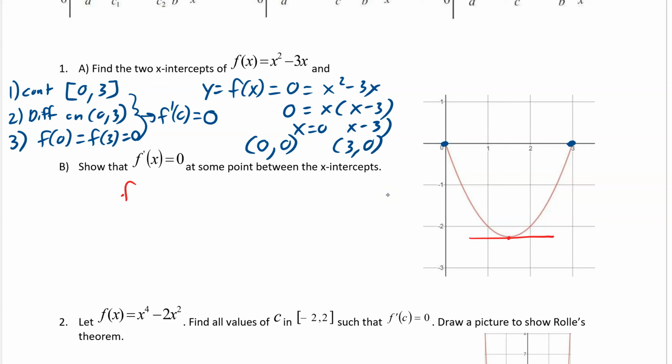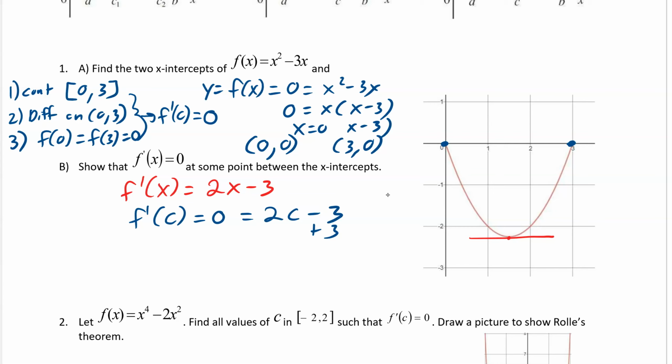So now if we take our derivative, you get 2x minus 3. And so now we can say f prime of c is equal to 0. Add the 3. So we get c equals 3/2. So we just showed that f prime of 3/2 equals 0.